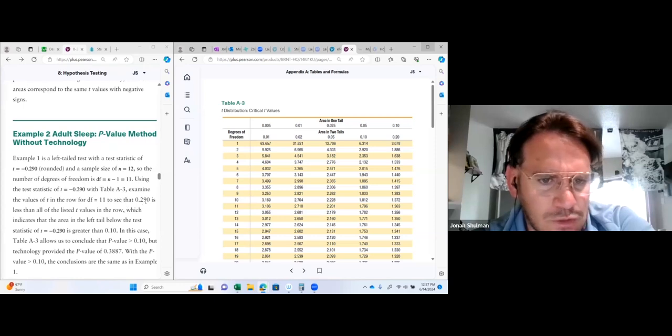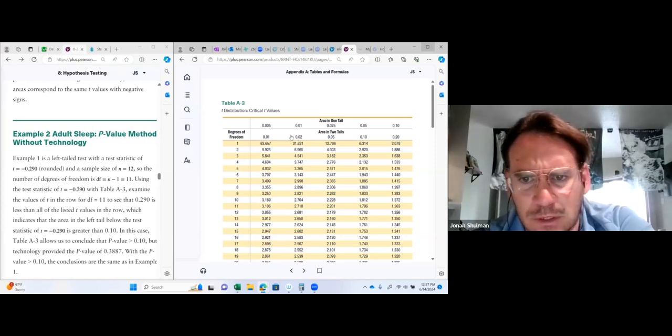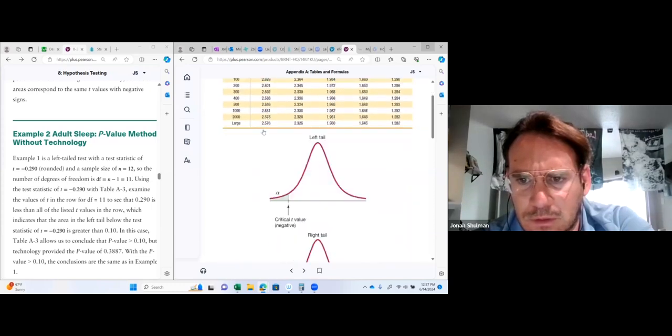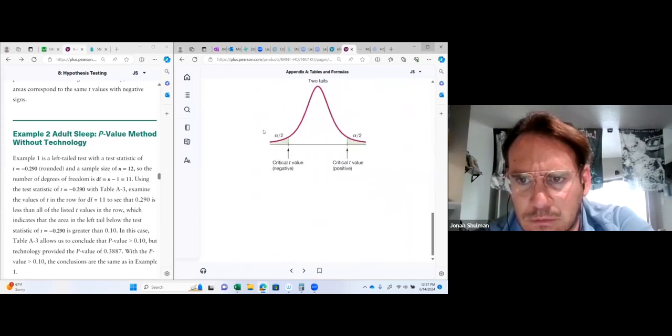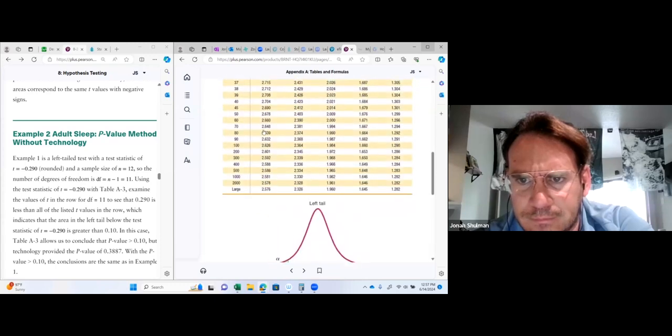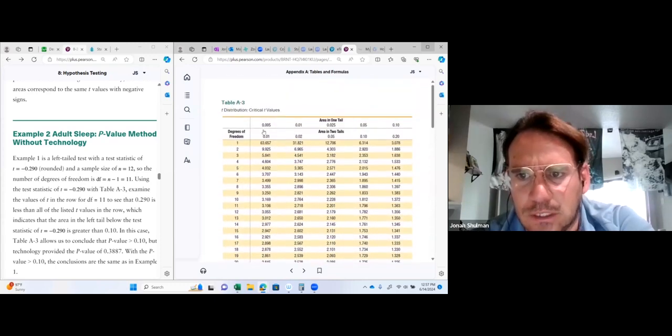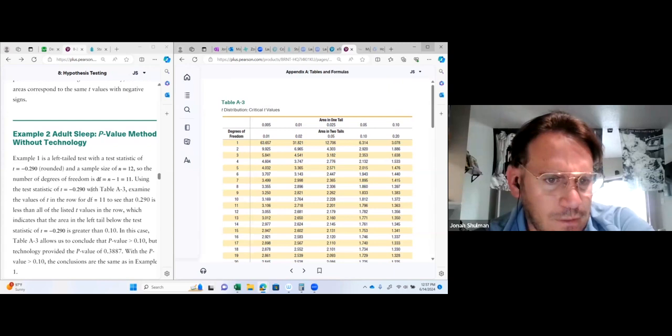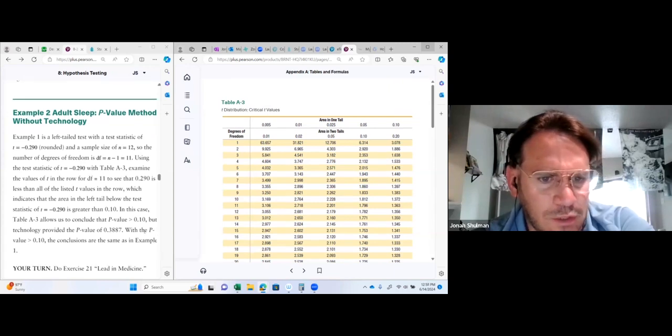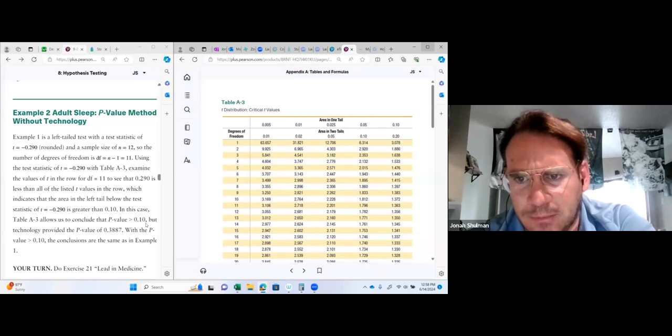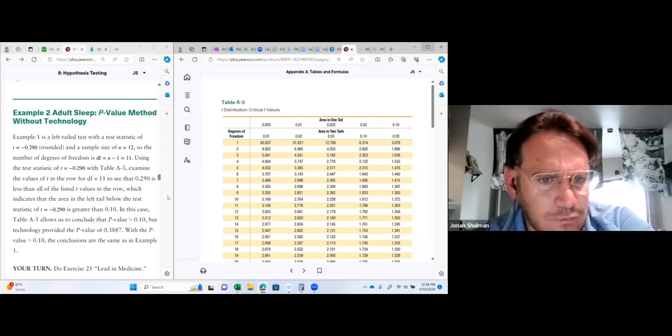We see that it is 2.90. Oh, because it's on the other side. So, area in the one tail, we have to cut this thing in half. So if we say it's 0.10, it's going to be the same thing as 0.05.